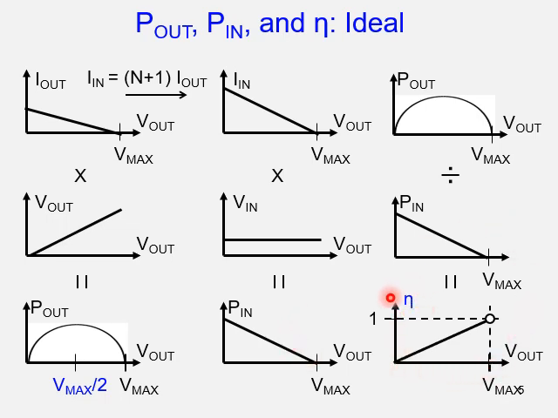And eta is given by P out divided by P in, and we already have P out and P in like this. Then, second order divided by first order results in the first order like this. These two cancel out, and we have the constant term n plus 1. And as a result, we have a first order line like this. So this is another view to explain the eta versus V out for the ideal case where there is no parasitic capacitance element.